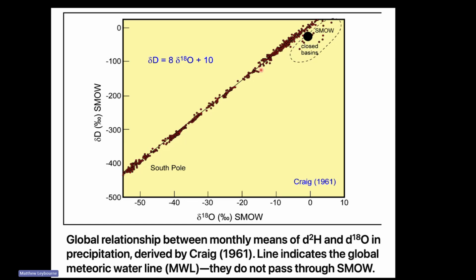And this line was recognized by this scientist called, I forget his first name, Craig, and he published this in 1961, and he called this the global meteoric waterline.